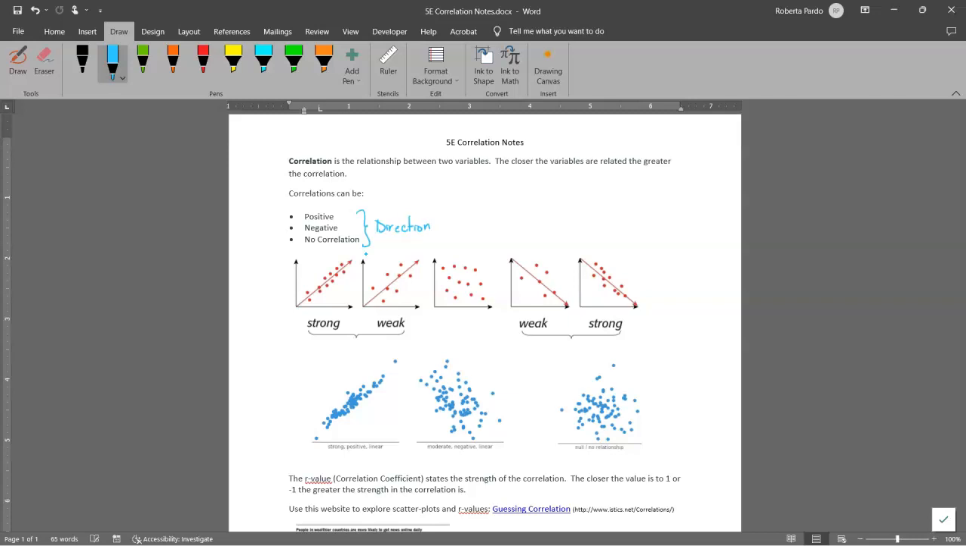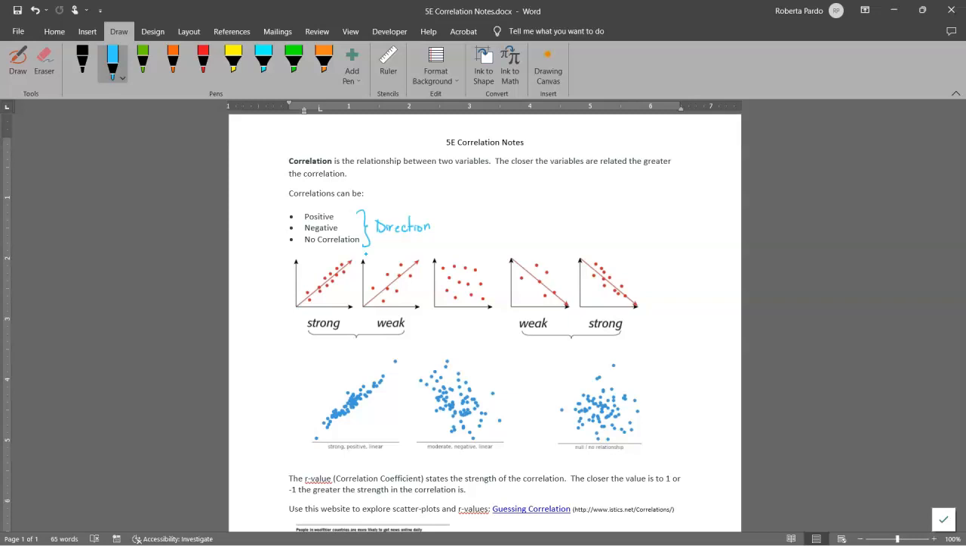So the direction of the correlation, is it positive? In other words, is it going upward from left to right? Or is it a negative correlation, so it's going downward from left to right? Or there's no correlation. In other words, there's no distinct pattern in which the points of the graph are being drawn.